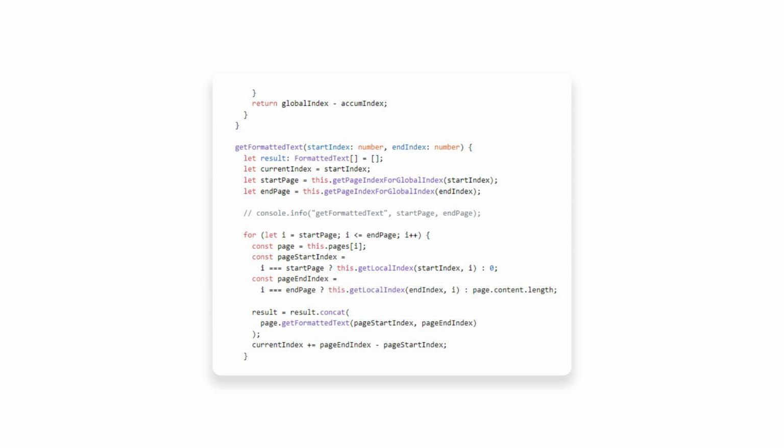The getFormattedText function is designed to fetch formatted text between a specified startIndex and endIndex. It initializes an array to hold results and determines the start and end pages based on the global indices. For each page from start page to end page, it calculates local indices for the start and end of formatted text retrieval. If on the starting or ending page, it uses local indices based on the global indices. Otherwise, it uses the entire page content. It aggregates formatted text from each page by calling getFormattedText on each page and concatenates these results into the result array. And that's about it.